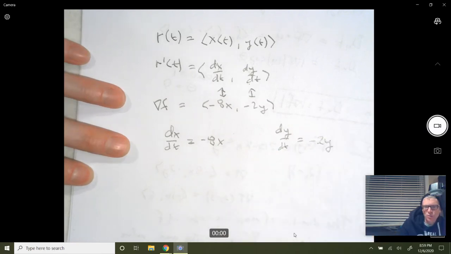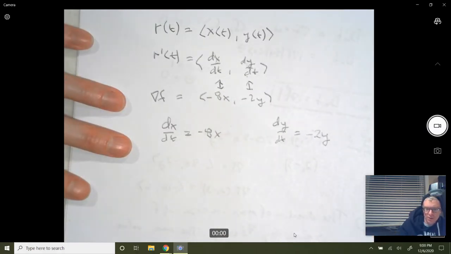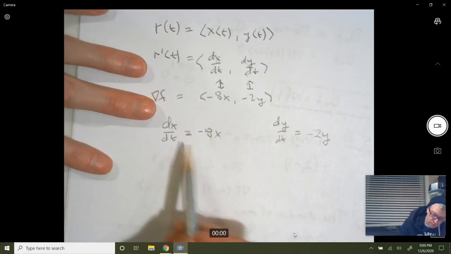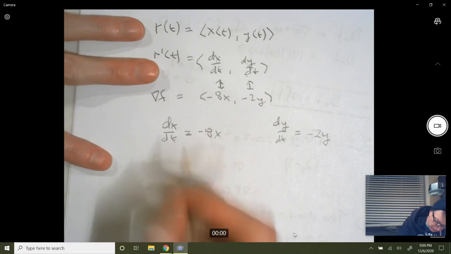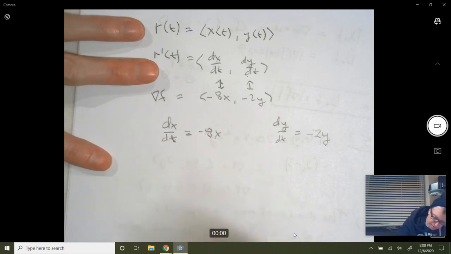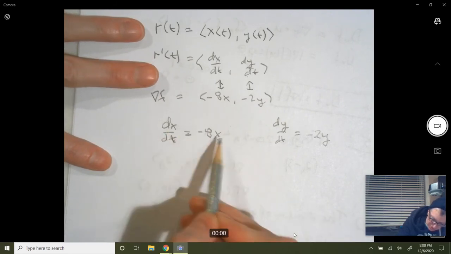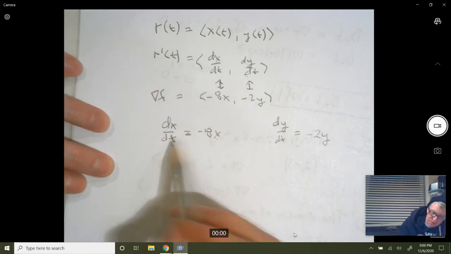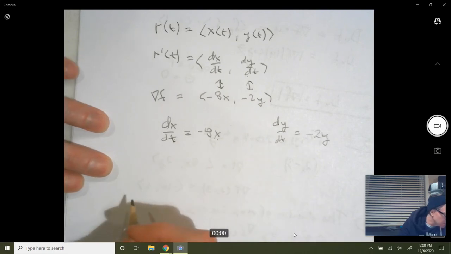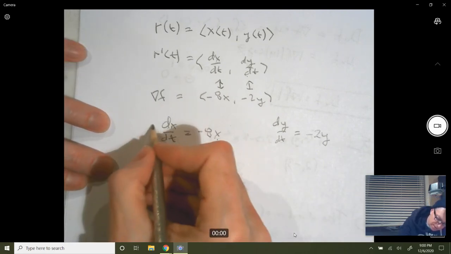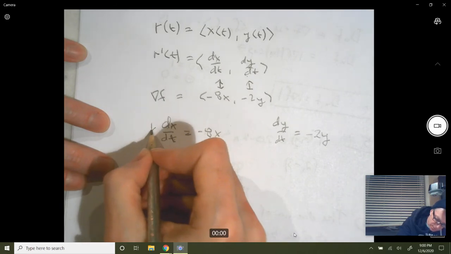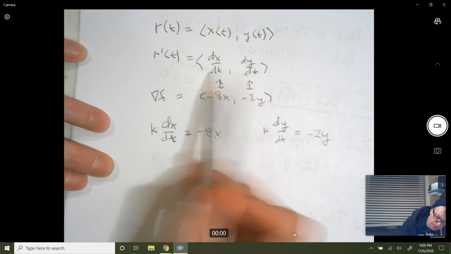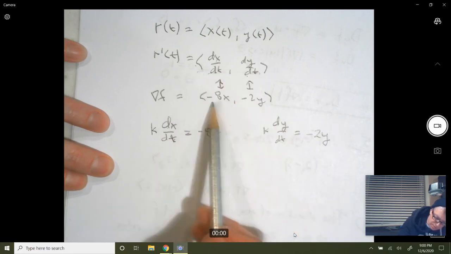So we want to use this to come up with some kind of a curve that only has x's and y's in it. Okay, so this is something we're going to think like we're going to separate your variables. Let's get the x and the dx together. Oh, and actually these don't have to be equal. They just have to be in the same direction. Okay, so let's set them equal to a constant. We can use the same constant for both. It's just going to be a constant multiple of this thing is going to be equal to the gradient.